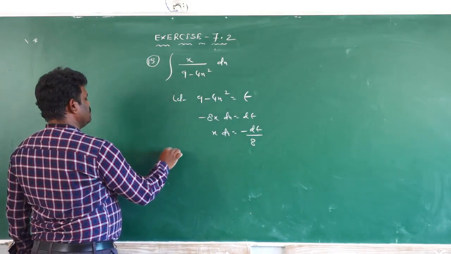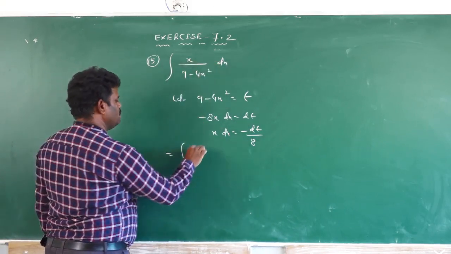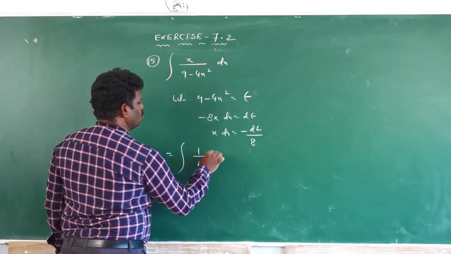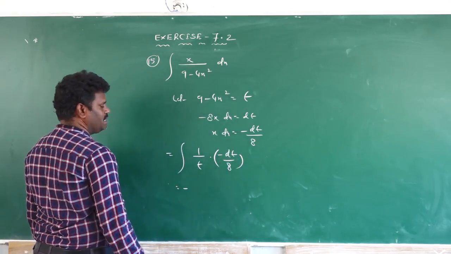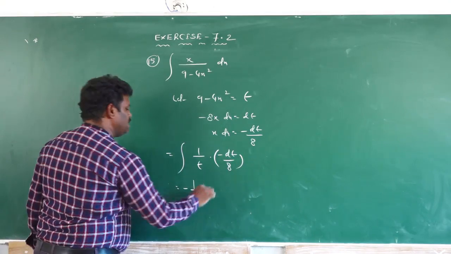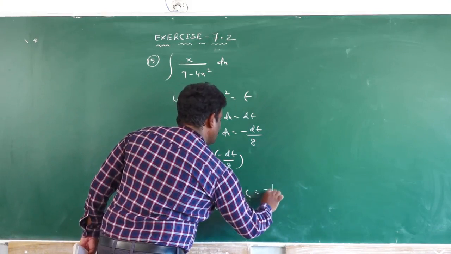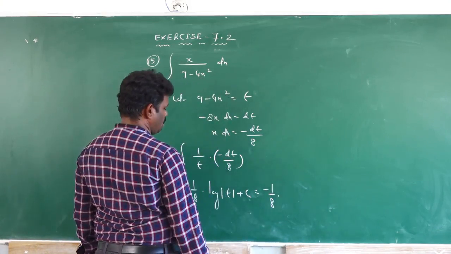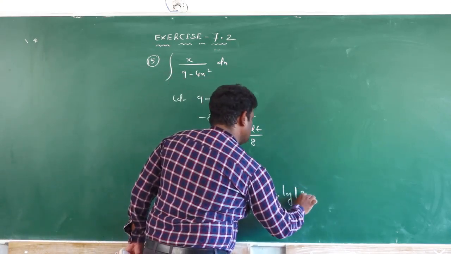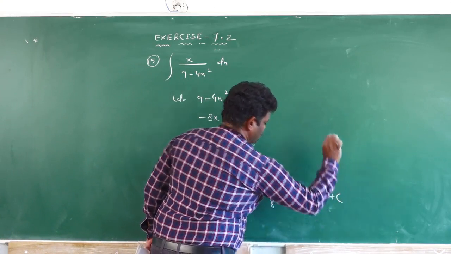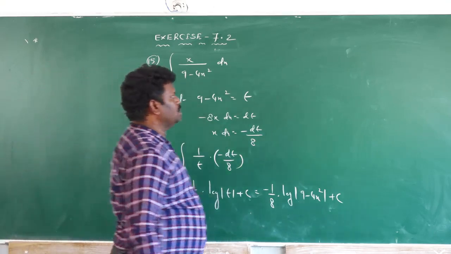Okay? Next, that is equal to integral x dx, minus dt by 8. So 1 by t into minus dt by 8, that is minus 1 by 8 times integral 1 by t, which is log t plus c. That is equal to minus 1 by 8 into log of t, where t is 9 minus 4x square, plus c. Okay? Right, next, 16th, easy one also.